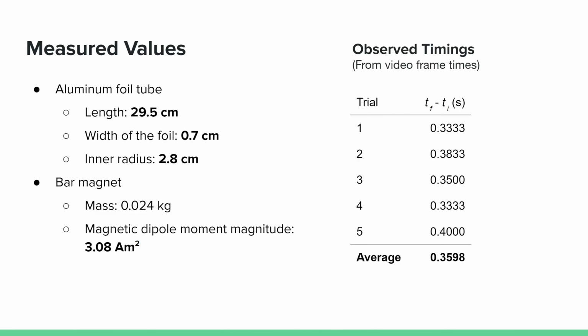Anyways, the measured values from the experiment are shown here. The dimensions of the aluminum foil roll have been noted, and the average time it took for the bar magnet to fall to the bottom was calculated to be 0.360 seconds. Finally, the magnetic dipole moment of the bar magnet was calculated using the same procedure from Lab 3 involving a magnetometer and a ruler, and the final value was determined to be 3.08 ampere meters squared.